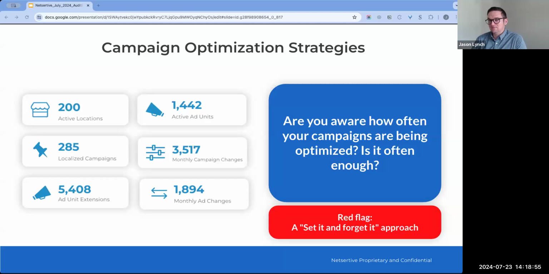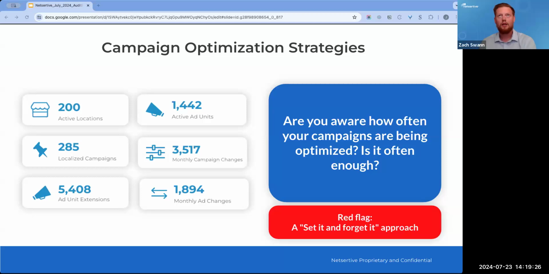So I think looking at how often campaigns are updated is going to tell you how optimized they are, or that's one lens of seeing optimization. So Zach, how do you think about that question of are you aware how often your campaigns are being optimized? Is it enough? Because that is it enough is really the key question, because it could be that you're hitting your goals and everything's perfect, right? So how do you think about that?